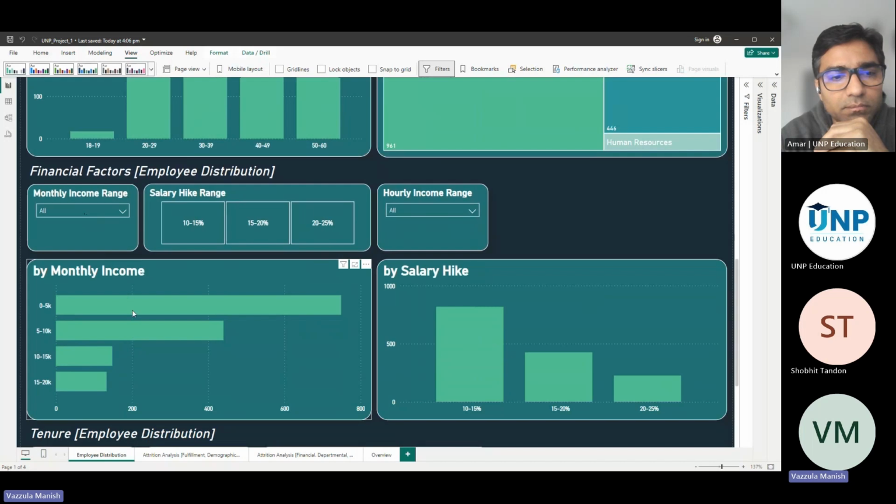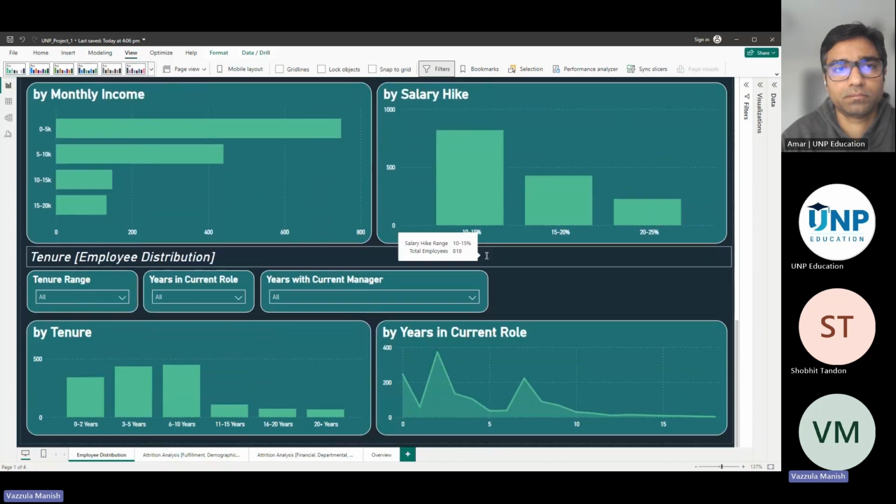From this, we can understand that most of the employees working here are working on a mid-range basis because most of them tend to get paid between 0 and 10K, according to the distribution that's present here. And we can also see that most of the employees here get a very small salary hike, which is 10 to 15%, as we can see in this graph.